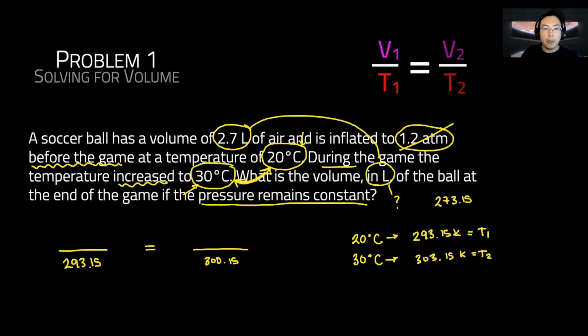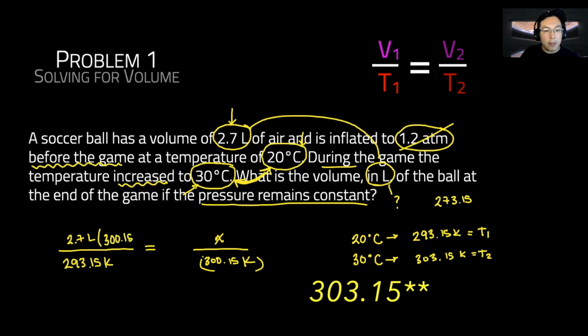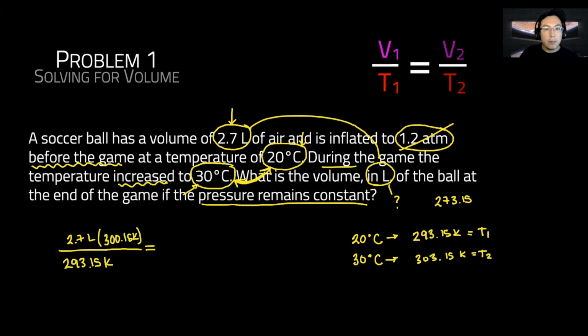All right, so volume 1 was 2.7 liters at the beginning. Let's put the units here. And the question is, what's the final volume? In order to solve for x, we can send this 300 up, because it's being divided here, so it can be multiplied by the 2.7. So it's 300.15 K, and we can erase this whole thing, and this will be equal to my x.